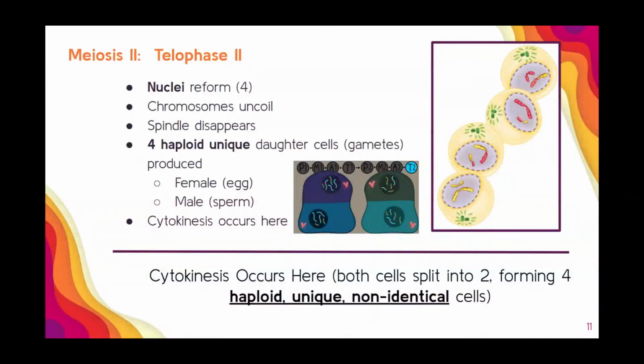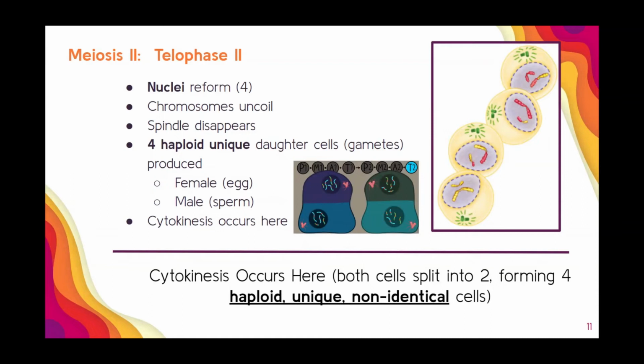Telophase 2. Nuclei reform. We get 4 nuclei. Chromosomes are going to uncoil, spindle disappears. The normal things, except instead of having 2 nuclei forming, in telophase 2 we get 4. And these 4 cells are 4 haploid unique daughter cells, or also gametes. In females, these gametes are called eggs. In males, these gametes are called sperm. And cytokinesis occurs at the end of this.